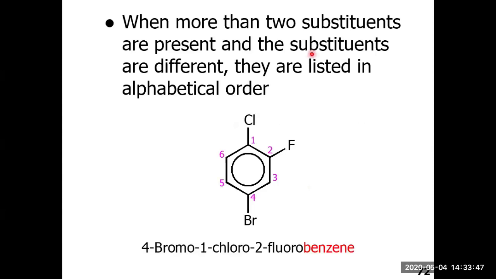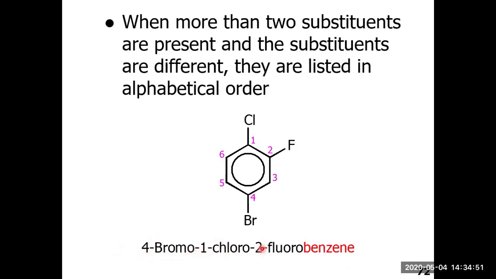Let's look at the following example. We have a chlorine, fluorine, and bromine atom bonded to the benzene ring. Remember, we should number the benzene ring in such a way that it gives the lowest possible set of locants for the substituents. To do that, we should number the ring starting from this carbon and going in a clockwise direction. The final name will be 4-bromo-1-chloro-2-fluorobenzene. Again, in writing the final name, it is based on alphabetical ordering of the substituents and not on the numbers of the locants.